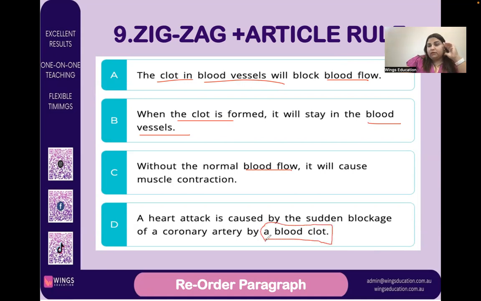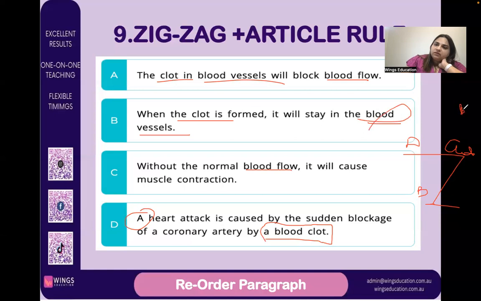So we've got a zigzag. Let's put that. I'm going to take the clot here. Where is this clot in the beginning then? In A and in B. When the clot is formed, it will stay in the blood vessels. So I'm going to take B first after D, because D is definitionally with A as well. So that's also the reason it's starting. So the clot is in blood vessels. So blood vessels in the end here. So I'm going to place blood vessels here.